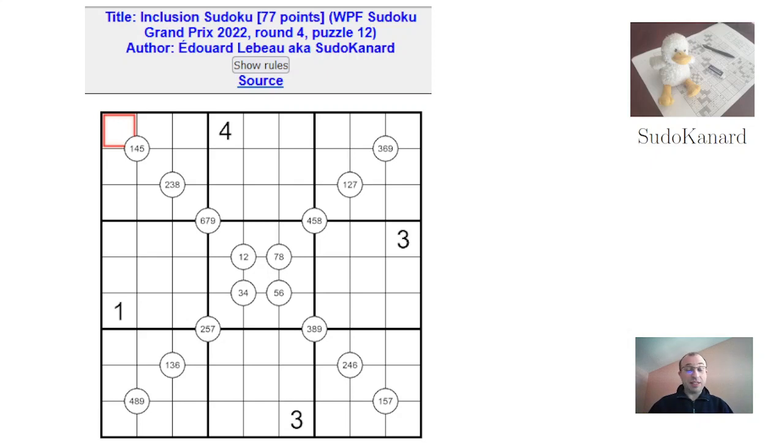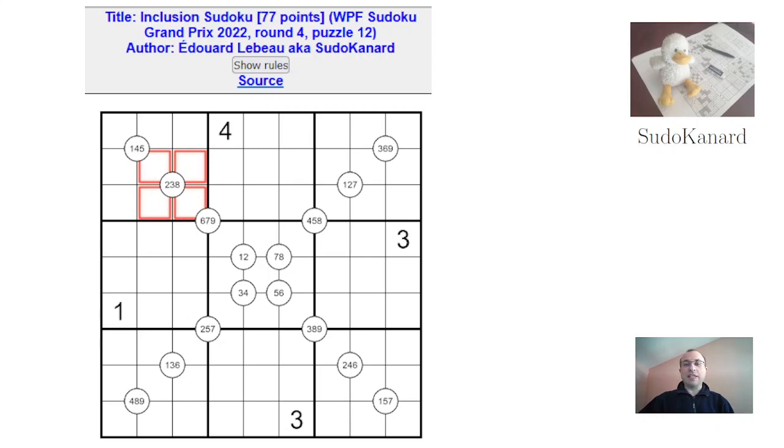Let's have a look at this inclusion Sudoku puzzle that was created by myself and featured on the latest round of the WPF Sudoku Grand Prix. Actually, when I submitted my booklet with puzzles, I named it Quadruple Sudoku, as it's the trend in the community to denote quadruple any variant when you have a circle with digits at the intersection of 4 cells, and that means that each of the digits has to appear somewhere in those cells.